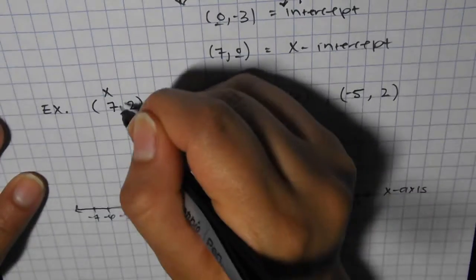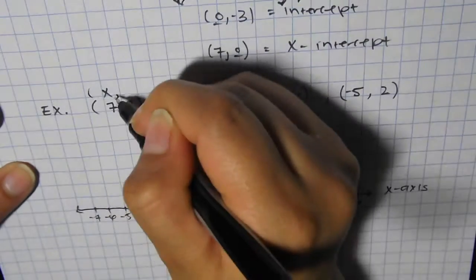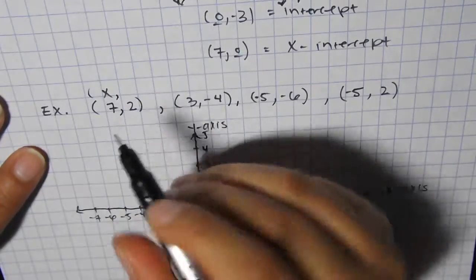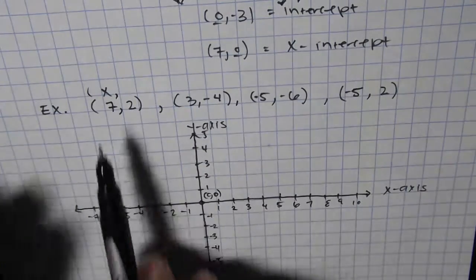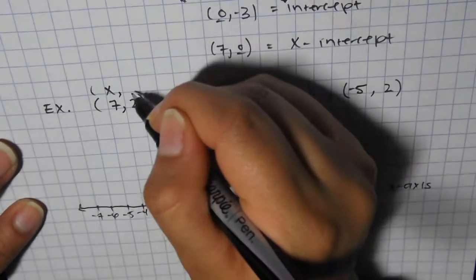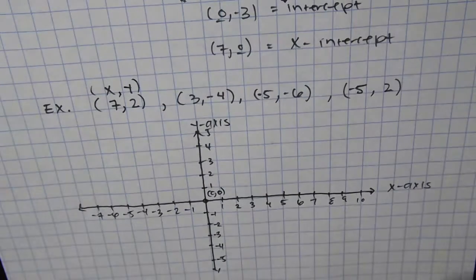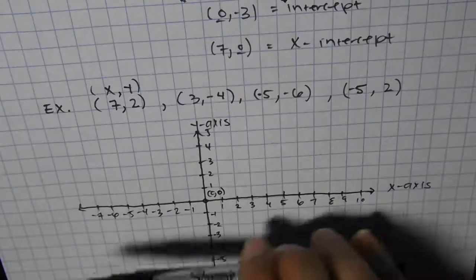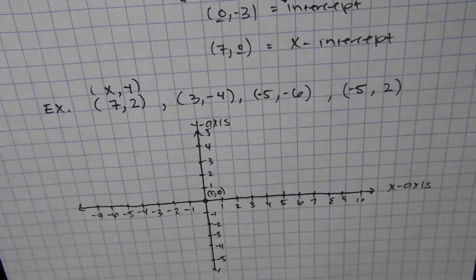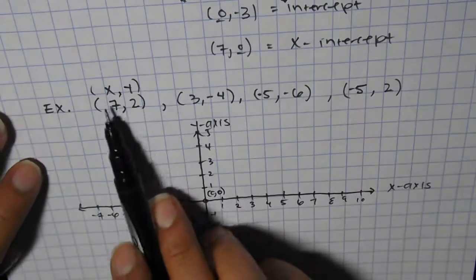Next we're told to graph the point 7, 2. I'm going to begin by labeling what is my x and what is my y. My first number is my x, which tells me how to go right or left. The next number, 2, is my y, which tells me how many points to go up or down, above or below the x-axis.